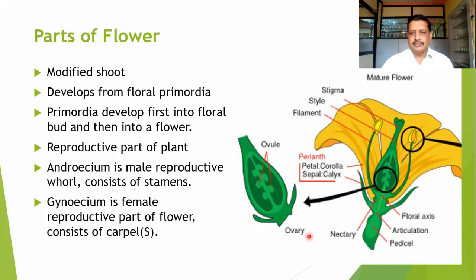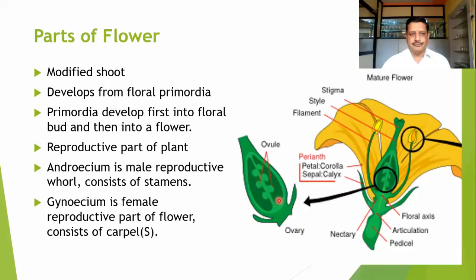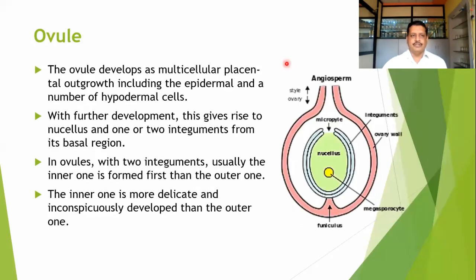It is actually the plant's reproductive part, where we can find the androecium representing the male gamete, whereas the gynoecium represents the female gamete. Here you can observe a typical flower, and here the typical gynoecium. Here you can find the ovary, and inside the ovary there is the development of the ovule. Then what is actually the ovule? How does it develop? The ovule develops from the multicellular placental outgrowth, including the epidermal and a number of hypodermal cells.